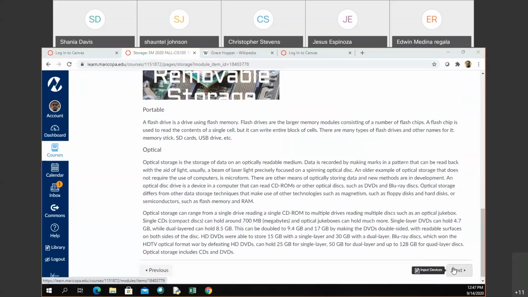The type of computer that you need. What type of processing devices do you need? What type of storage devices do you need on it? What type of input and output devices do you need? What type of software will you need? So go ahead and get started on that.